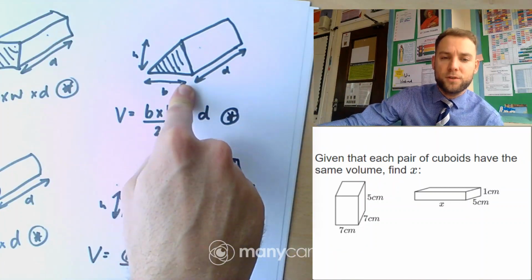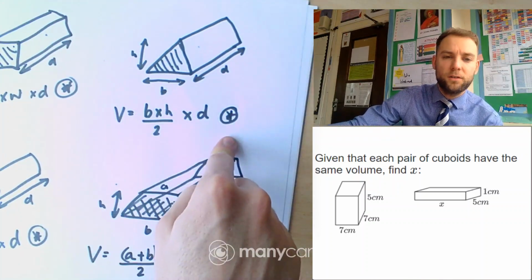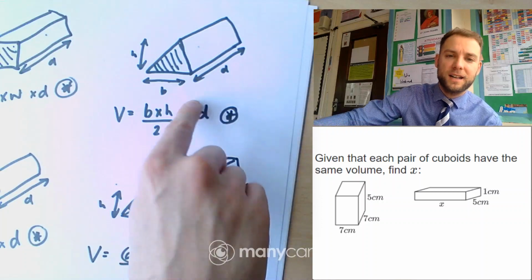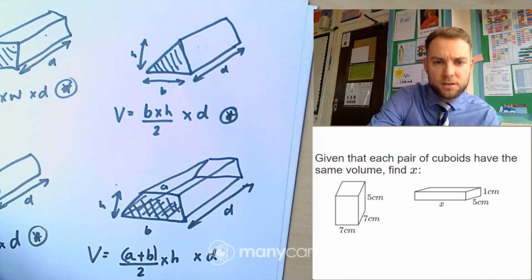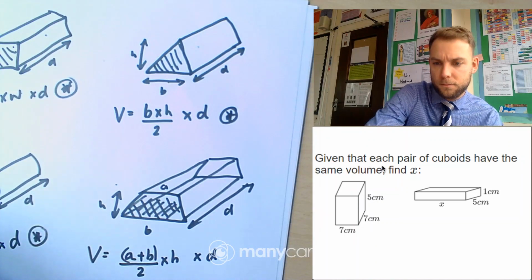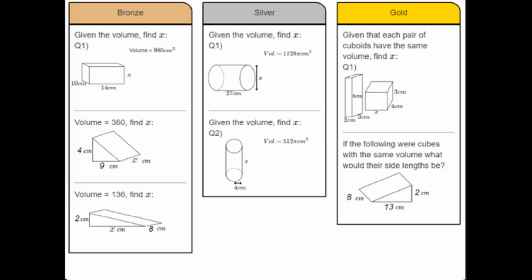So what if it's a triangular prism? We'd write this formula down, we'd sub in all of our values, simplify this right hand side, and then work backwards. So here's your questions. Let's get them up there. So make sure you make that big. Have a go at those questions. Pause now if you're going to have a go at them in your book.